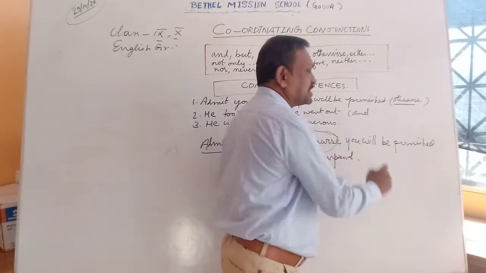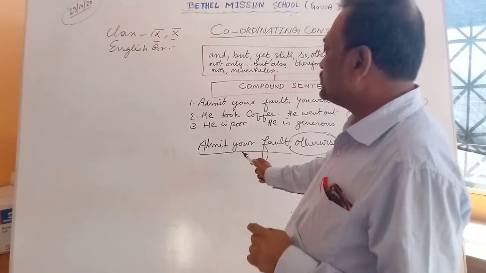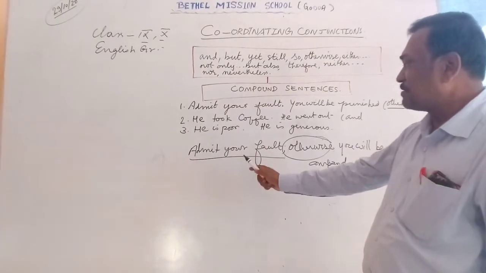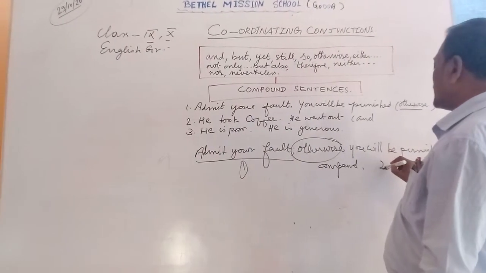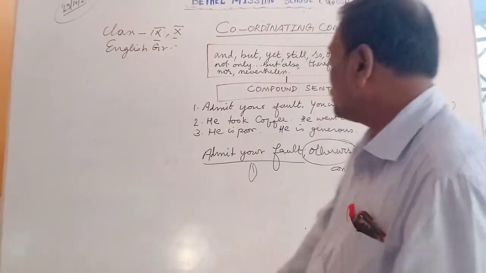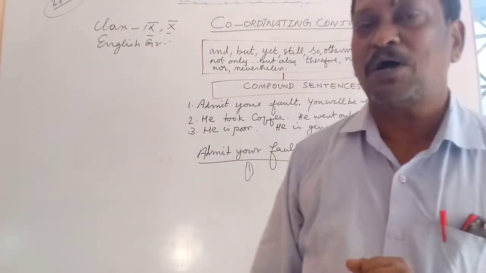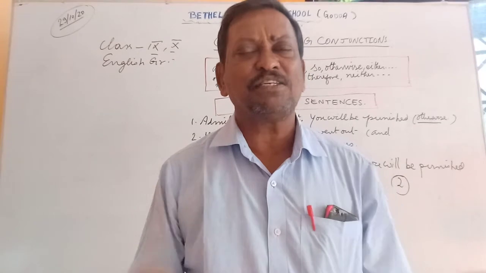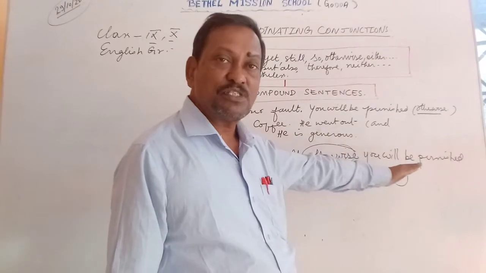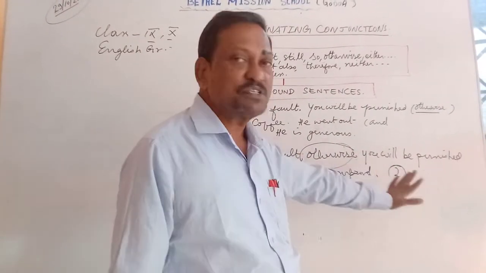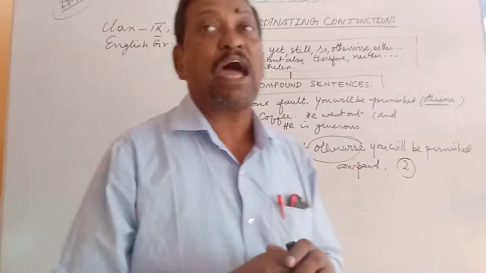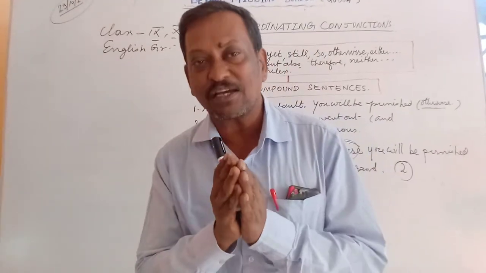Why do we consider this a compound sentence? We call it a compound sentence because there are two principal clauses. This is one principal clause and the other one is the second principal clause. Two principal clauses are combined together with one coordinating conjunction, that is otherwise. So what is a compound sentence? Very simple. A compound sentence is a sentence which has more than one principal clause. Here we have two principal clauses. And how do we connect both of them? By using one of these conjunctions, which are known as coordinating conjunctions.